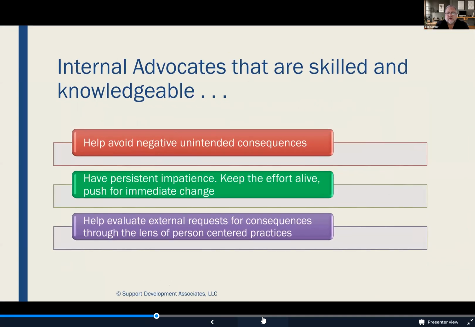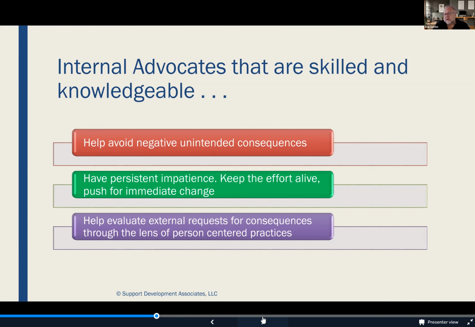So when we are thinking about the internal advocates, we want to make sure that they are skilled and knowledgeable in what we really need to move our system forward, and being mindful about what can we do to help avoid those negative unintended consequences. If we have recognized that these people are champions, one of the things we also want to think about is these are individuals that others listen to. Maybe it's not in their title, but they still are that informal leader, or maybe it is in their title and they are an official leader of the organization.